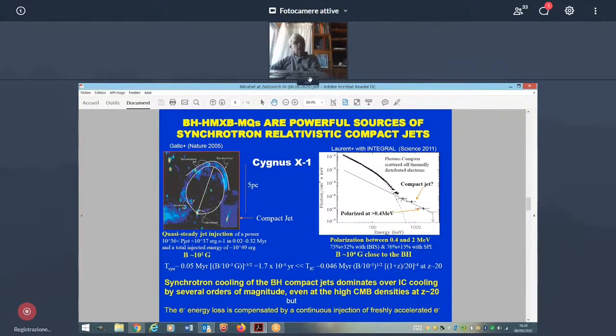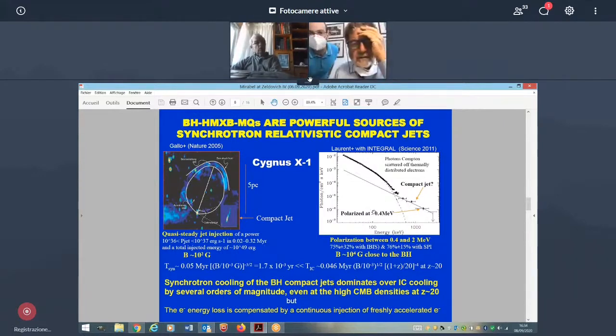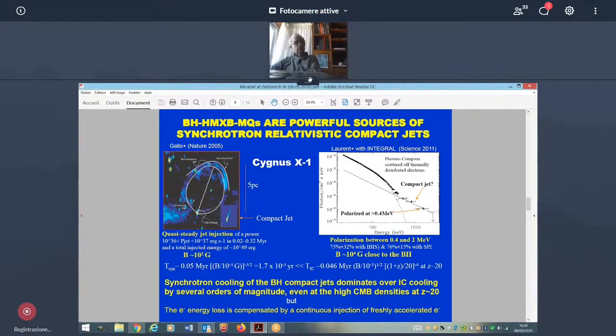And the point is that this component is polarized at more than 70%. And the interpretation is that this very high energy component is coming from the compact jet in Cygnus X-1. And this will imply magnetic fields larger than at least 10^4 Gauss.